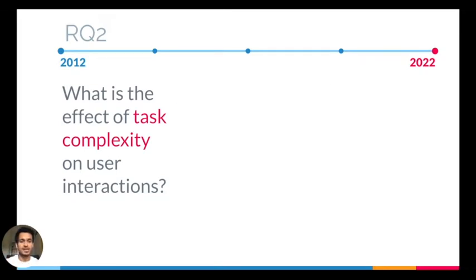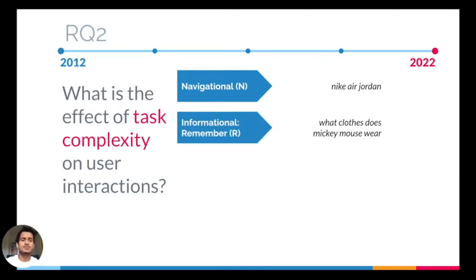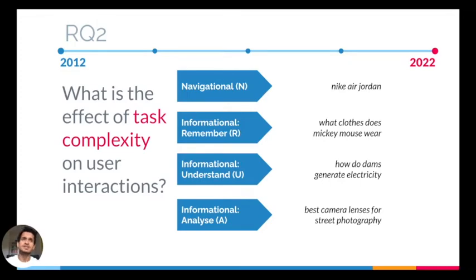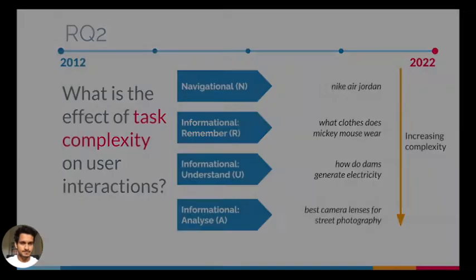We had tasks of navigational intent, where we are, let's say, looking for a website or the homepage of Nike's Air Jordan. We also had tasks of informational intent, where either users would like to remember a fact, like what clothes does Mickey Mouse wear, or understand a process, like how do dams generate electricity, or analyze which is the best camera for photography in Spain. As we can see from the examples, the four tasks are of increasing complex information need. In total, we had 12 tasks, 3 tasks belonging to each of these four categories.